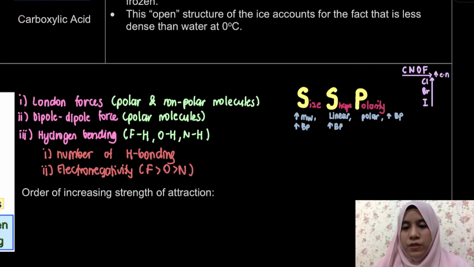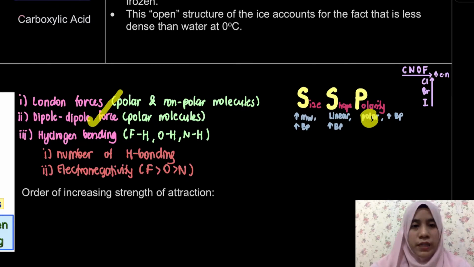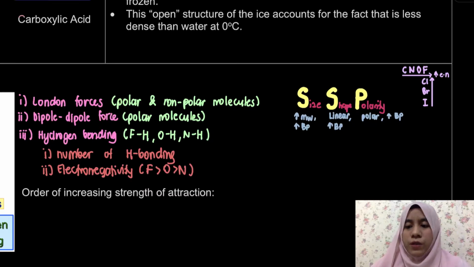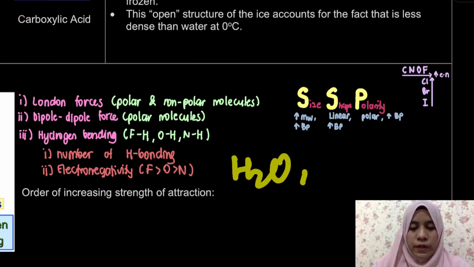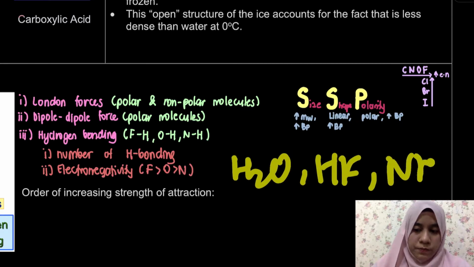And last but not least is polarity, where a polar molecule has dipole-dipole force, and the dipole-dipole force is stronger than the London force. That's why it has a higher boiling point. Next is the factor of hydrogen bonding. We're going to compare H2O, HF and NH3.